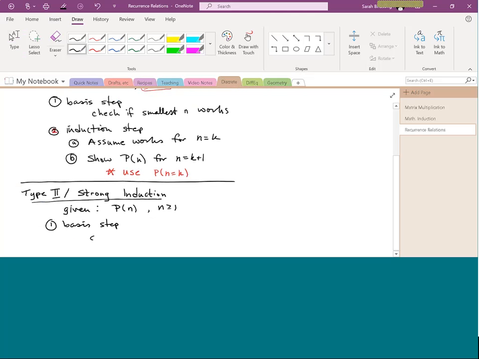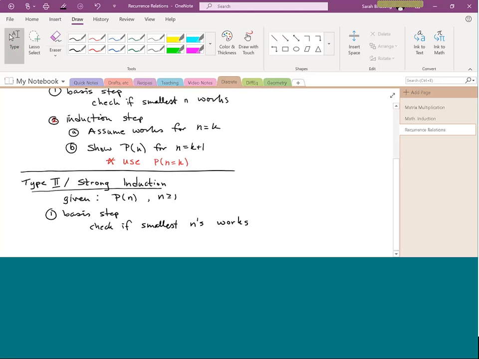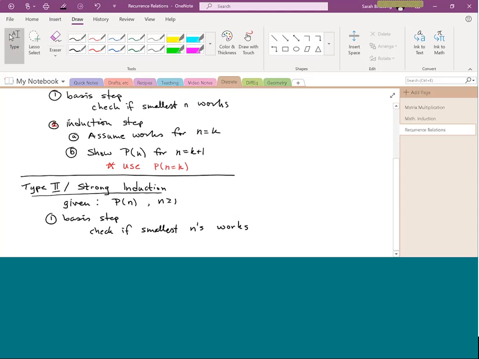So check if smallest n works. Now I left a space between n and works on purpose because typically with type 2 induction, you don't just check the smallest n, you have to check the smallest couple n's. So I'm going to put an s here, making that plural, and I'll show you in just a sec how you decide how many of those n's to check. It's typically somewhere between 2 and 3 that you have to check. So that's basis step. Notice it's exactly the same as before, except now you're forced into checking a couple more cases.